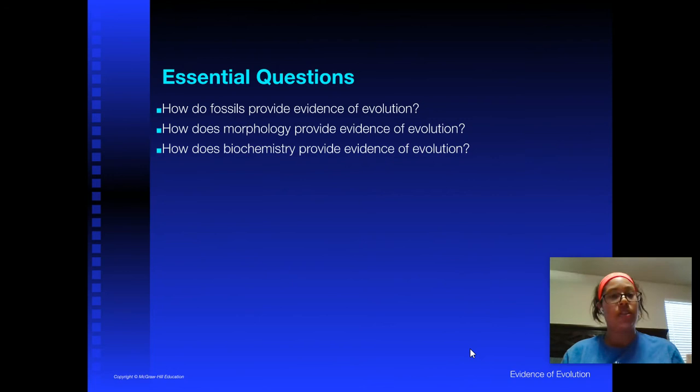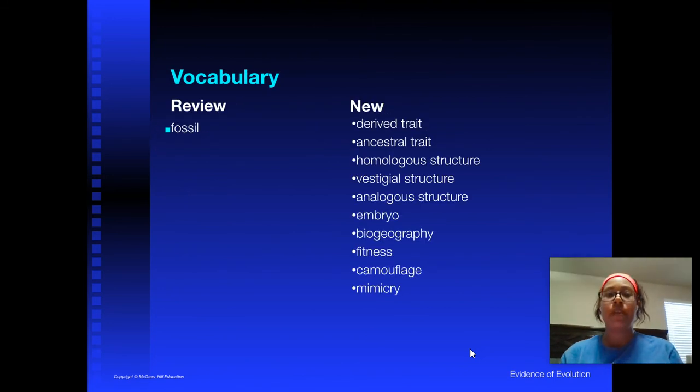So, essential questions. How do fossils provide evidence of evolution? How does morphology provide evidence of evolution? And how does biochemistry provide evidence of evolution? Review vocabulary, we have fossils.